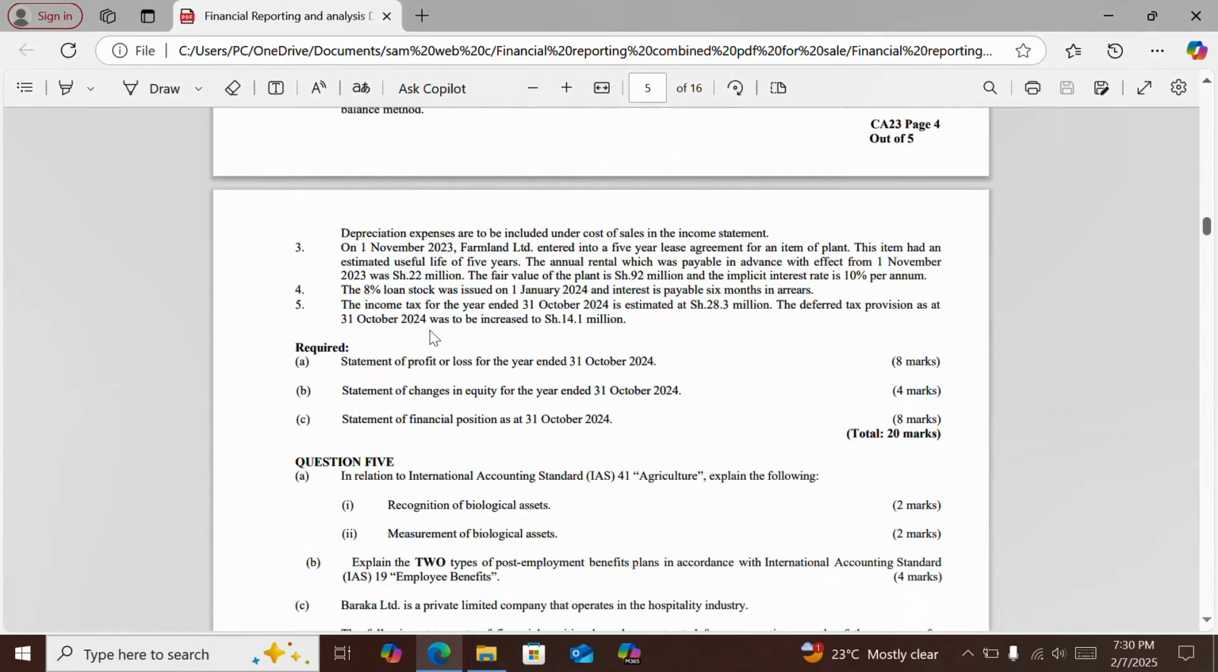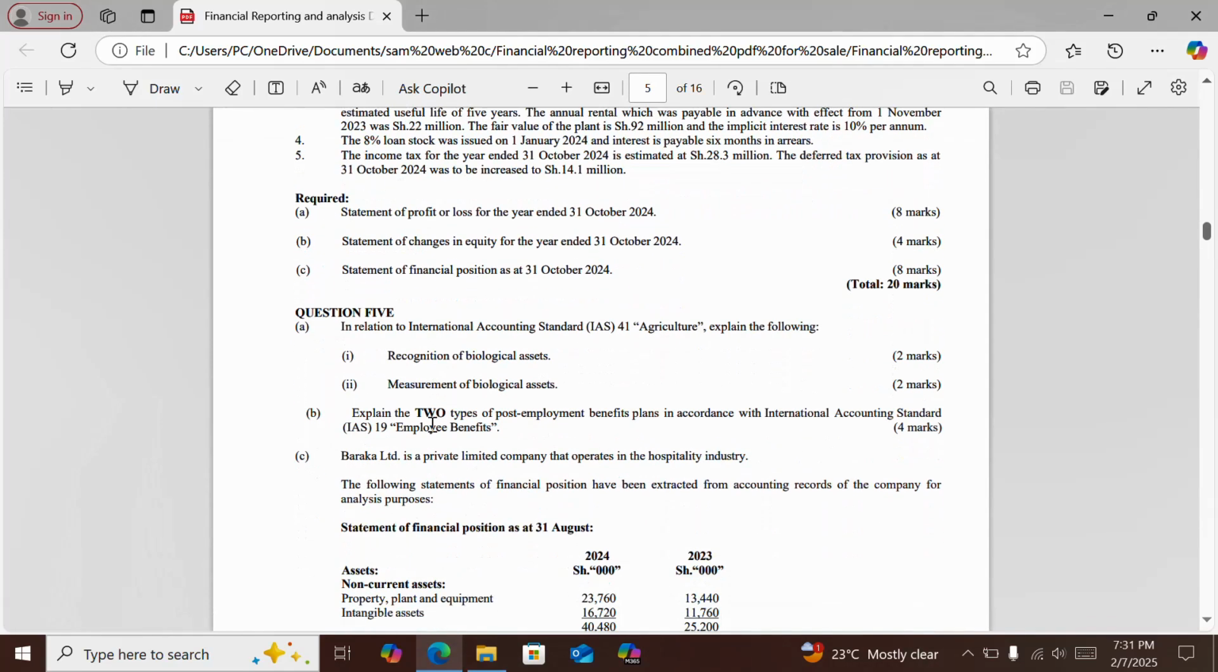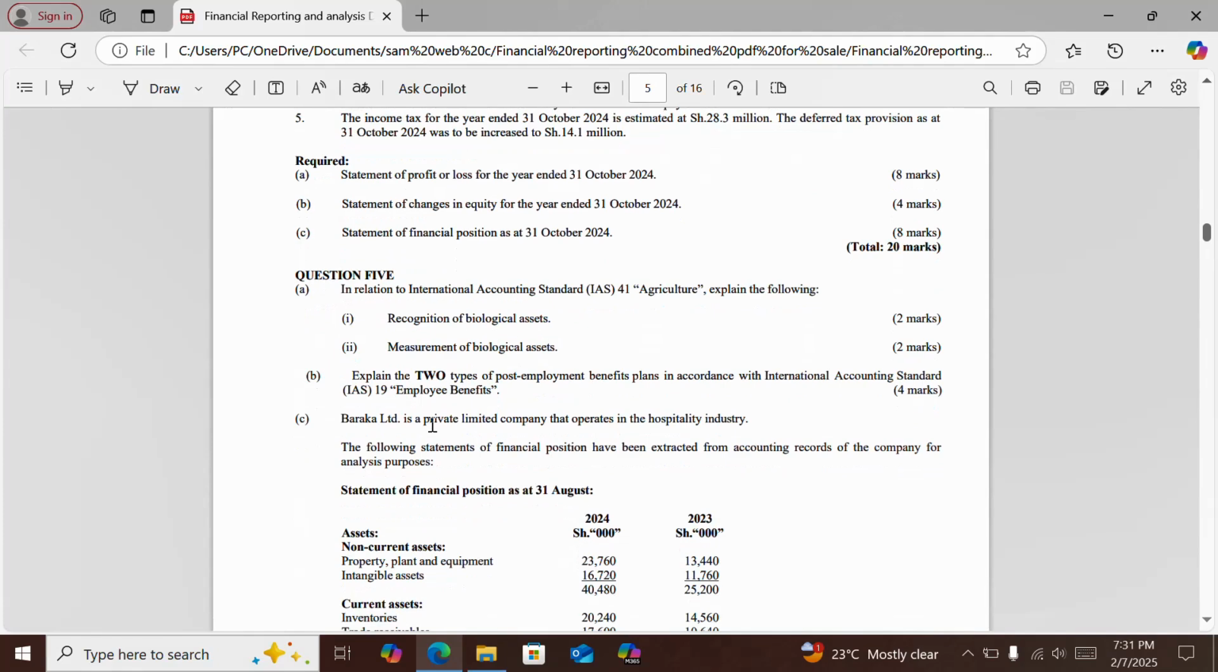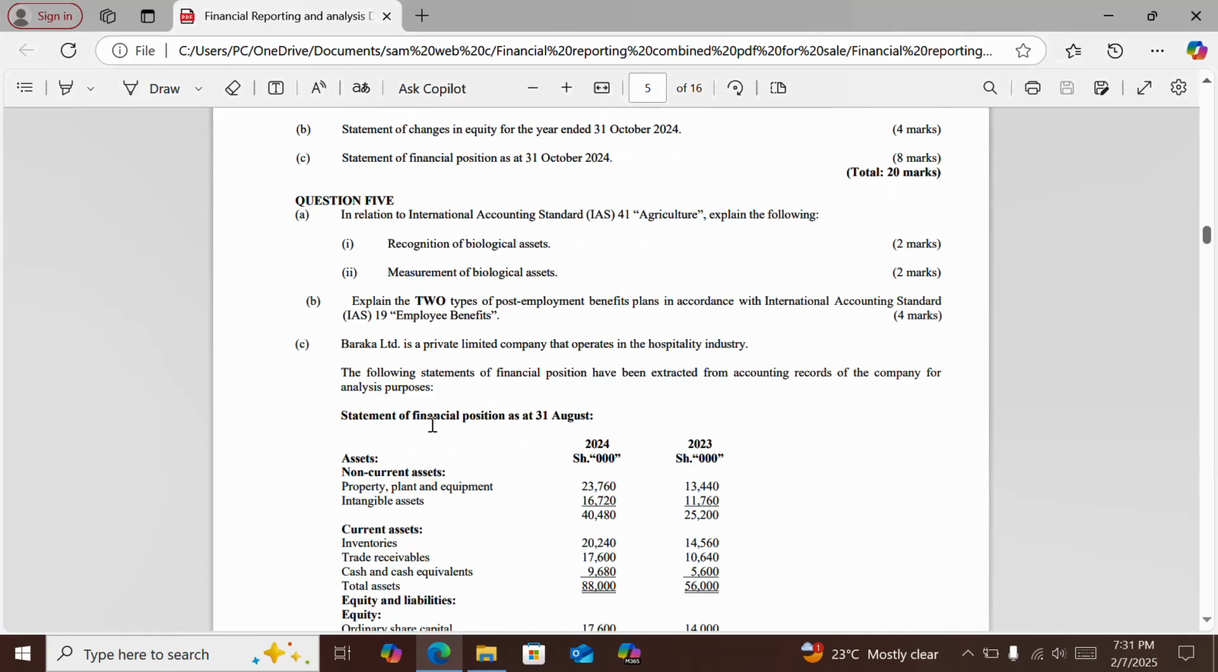Question 4, part A, statement of profit or loss for the year ended 31st October 2024. Part B, statement of changes in equity. Part C, statement of financial position. Question 5, recognition of biological asset. You explain that. Measurement of biological asset. You also explain that. Then part B, you explain two types of post-employment benefit plans in accordance with International Accounting Standard IAS 19, employee benefits.